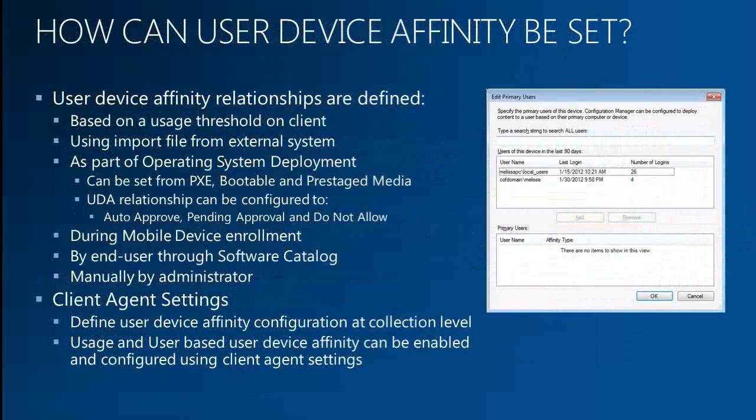So I mentioned how it can be set. There's a number of different ways to do it. We can do it as part of the operating system deployment. We can actually import a list, like you have a CSV file and you want to import a list of users and their devices, we can do that. We can base it on usage thresholds. So this user logged in 10 times in the past 7 days, it must be their primary system. The end user can go into the software catalog and say, this is my primary device, check the box. We'll send that information back, and it'll set that relationship. Or you, on your end, as an administrator, can go ahead and set that for the user.